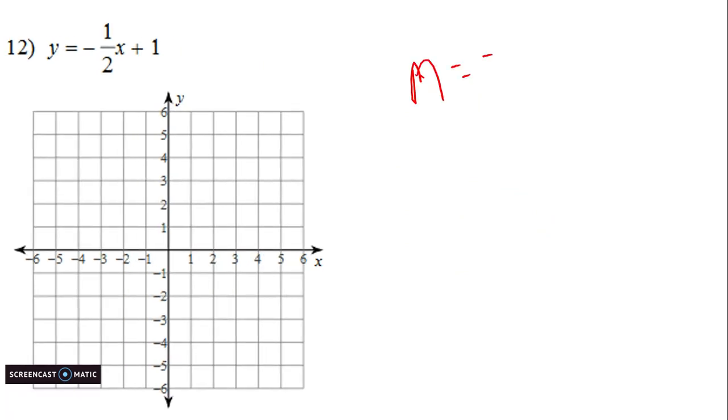Here, your slope is negative 1 over 2. Y-intercept is 1. So 1 on the y-axis, y-intercept. We're going up 1 and over 2. Up 1 over 2, up 1 over 2, down 1 over 2, down 1 over 2, down 1 over 2. Again, it's great to just give me as many of those points as possible.